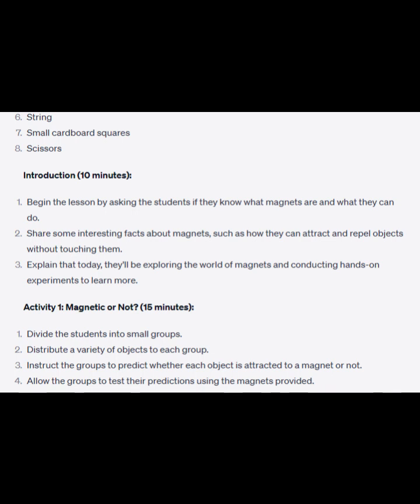Activity 1: Magnetic or not. 15 minutes. Divide the students into small groups. Distribute a variety of objects to each group. Instruct the groups to predict whether each object is attracted to a magnet or not. Allow the groups to test their predictions using the magnets provided.